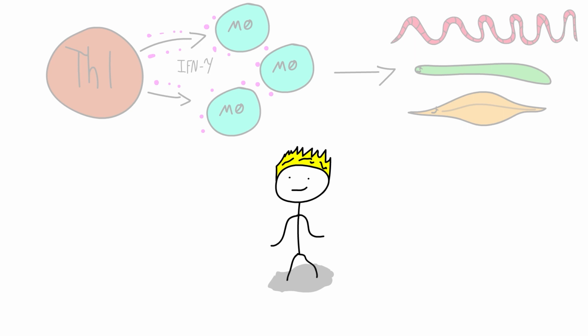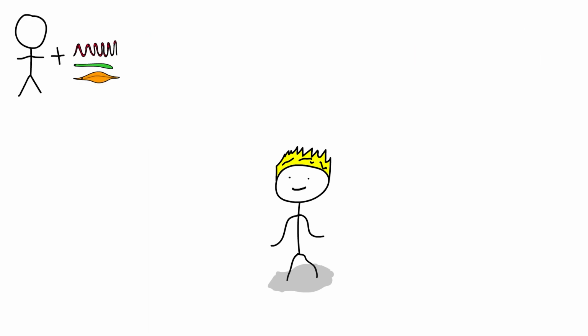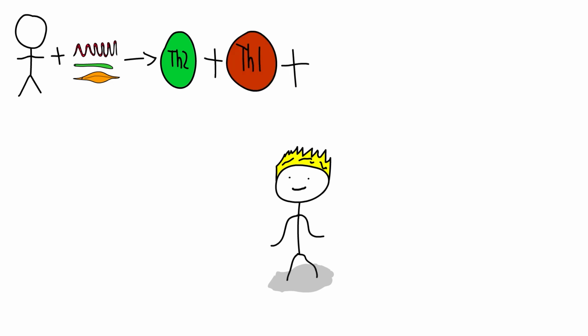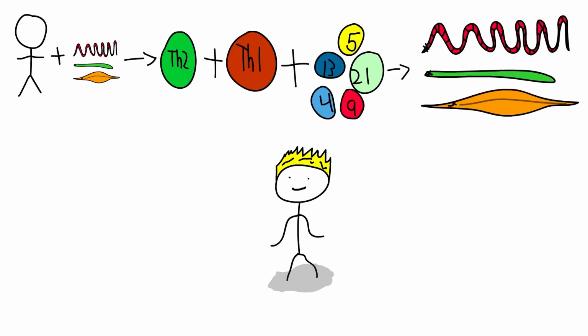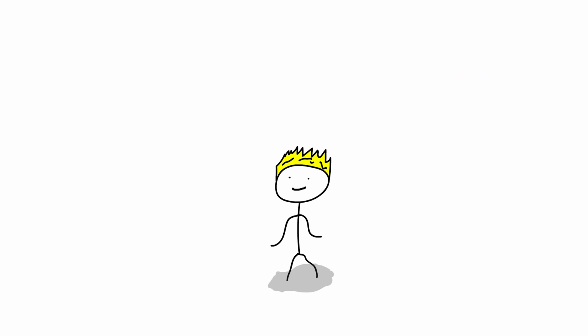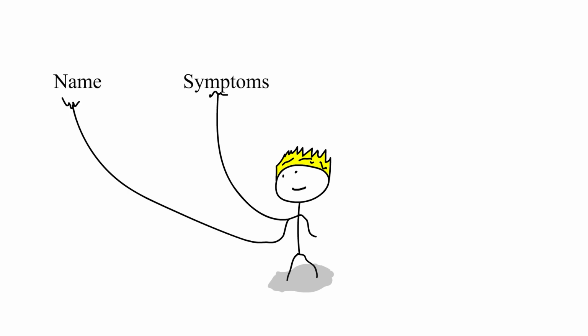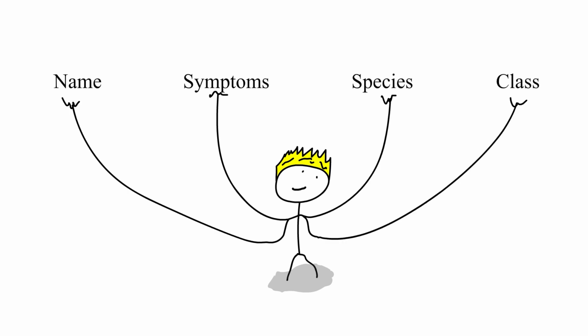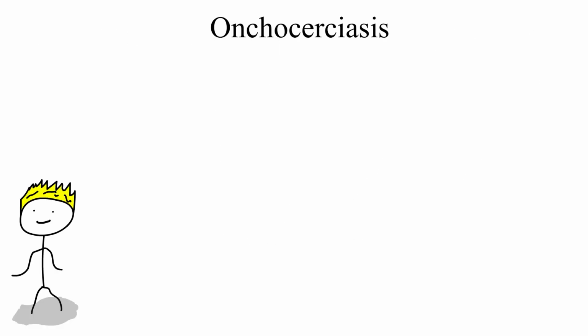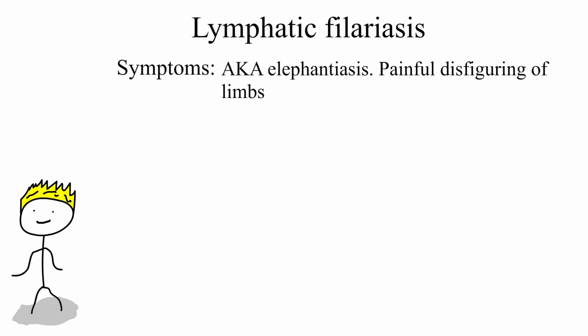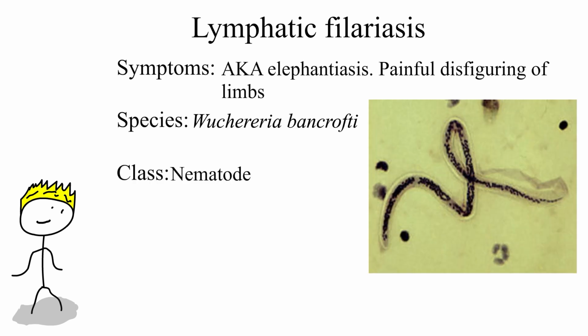So yeah. Anyways, to quickly summarize, helminth infection causes activation of Th2 cells, mostly, which then secrete various cytokines to flush out the helminth. Finally, I'd like to rattle off a few fun diseases that can occur from helminth infection, what they are, and what type of helminth causes them. Here we go. Onchocerciasis is blindness, which is caused by the Onchocerca volvulus nematode.